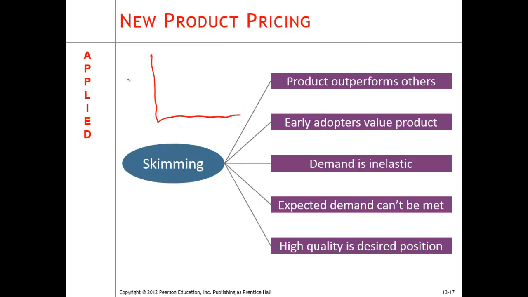If we wanted to graph it, price is the vertical axis, time is the horizontal axis. The price skimming strategy would have a downward sloping curve, meaning that as time goes on, price will drop. Price skimming strategies are undertaken in order to generate as much profit as possible before competitors enter the market.